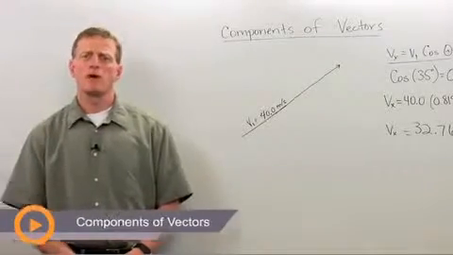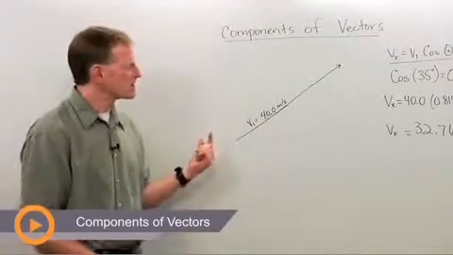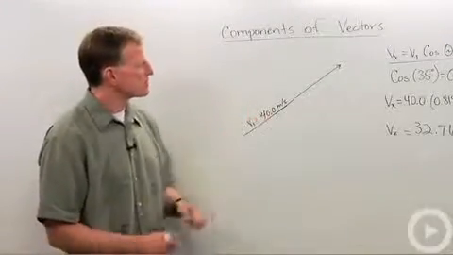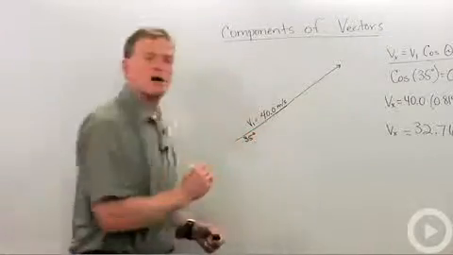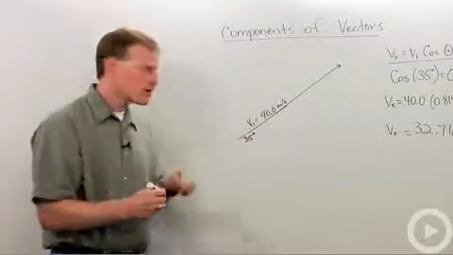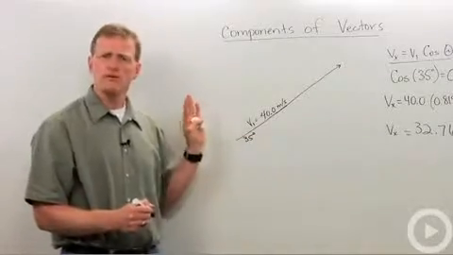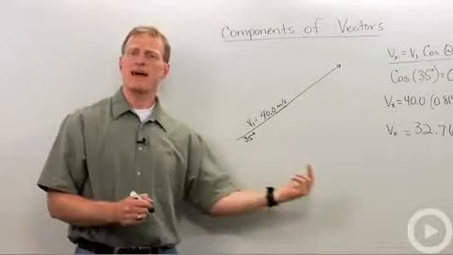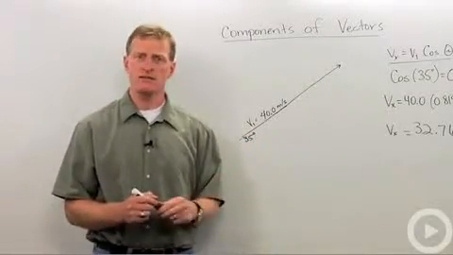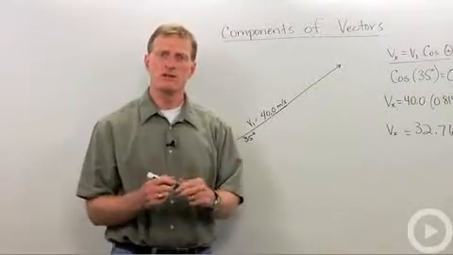Okay, let's look at some components of vectors. If I have a vector, let's say I've got 40 meters per second and it's going at 35 degrees above the horizon, okay? If I'm not going totally horizontal or totally vertical, I can really break this vector down into two vectors, one along the x-axis and one along the y-axis. So this is often useful in physics. So let's go ahead and do that.